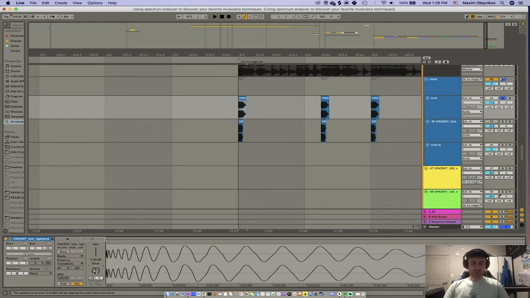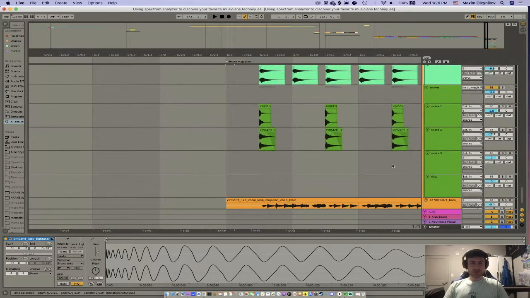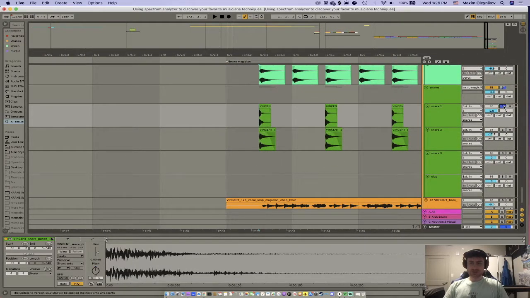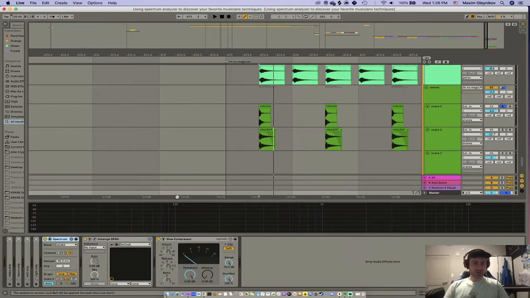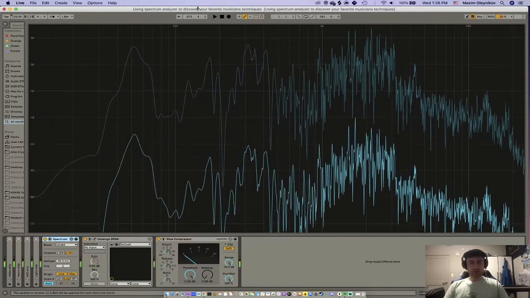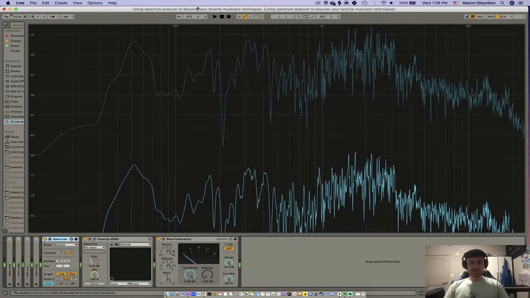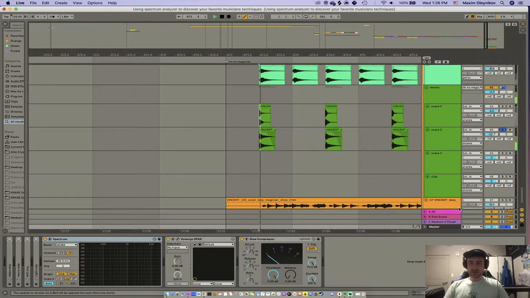And this applies to some snares that do not have tonality, like this first snare doesn't really have a tone. If you look in a spectrum analyzer, there's not much of a single tone. But this snare does.